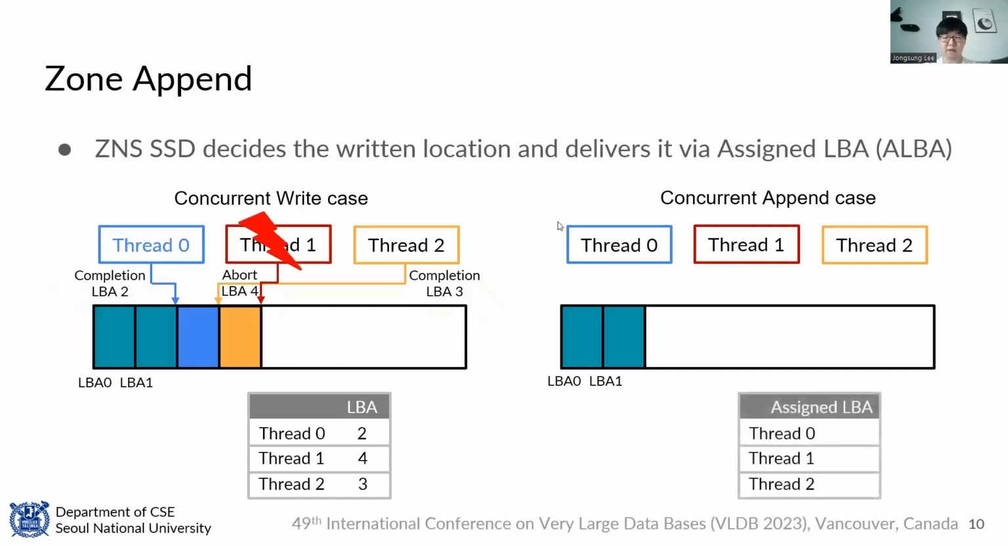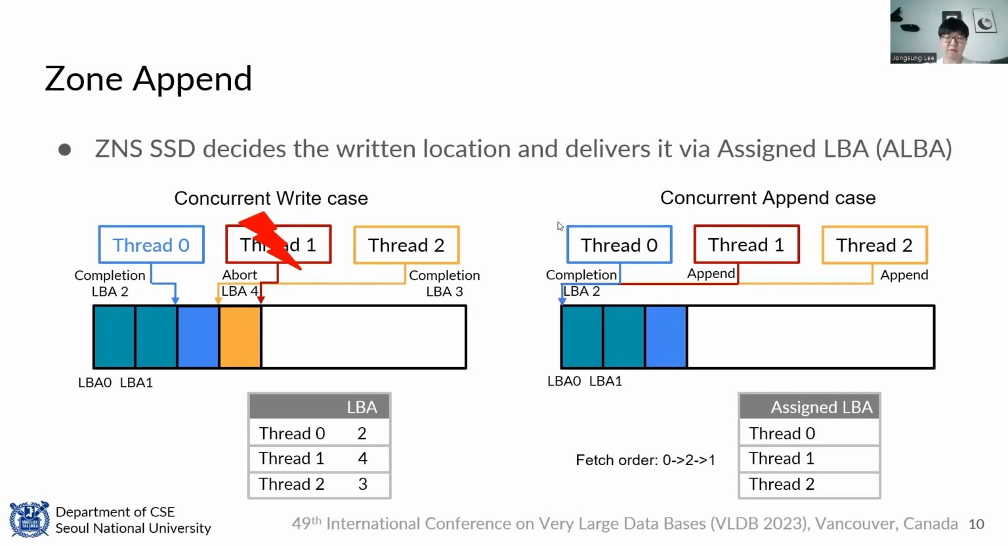Let's see the append case on the right side. The append command does not specify the target LBA from the host side. It just specifies the target zone and the data to be written. When the host delivers the append command concurrently, the device can freely decide its handling sequence. Let's assume that the device fetches the commands in the sequence of thread 0, 2, and 1.